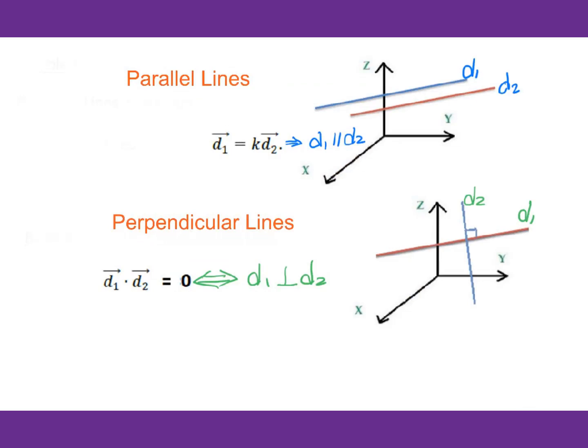For parallel lines, we know that vector d1 equals k times vector d2. Then we could say d1 and d2, these two lines are parallel to each other. For perpendicular lines d1 and d2, if the dot product of d1 and d2 equals 0, which means d1 is perpendicular to d2.